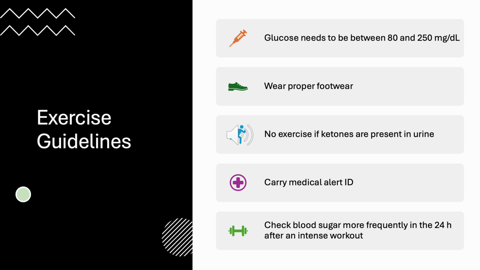So you're going to teach your patients if their blood sugar goes over 300, they also need to be checking for ketones in the urine more frequently. And I mentioned before, ketones are the breakdown of fatty acids in the body. So in other words, for some reason, the cells are not getting insulin, and so now the body is breaking down fat. You want to teach all patients to carry medical alert ID, but also they need to wear it when they're exercising. Check blood sugar more frequently in the 24 hours after an intense workout. Very important guidelines for exercise.